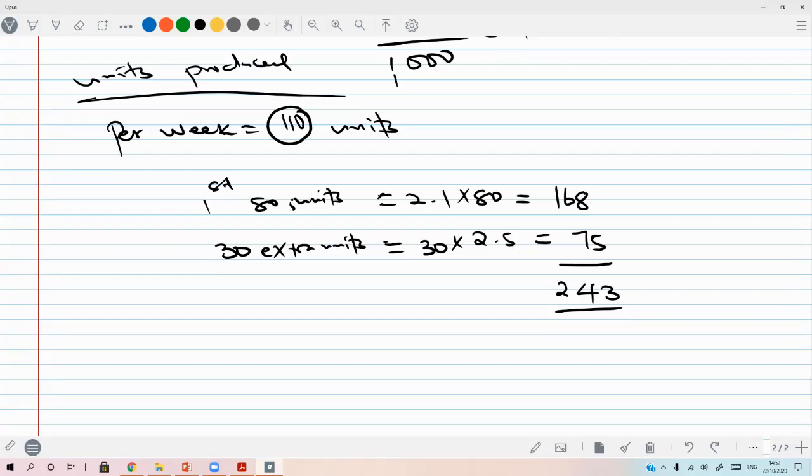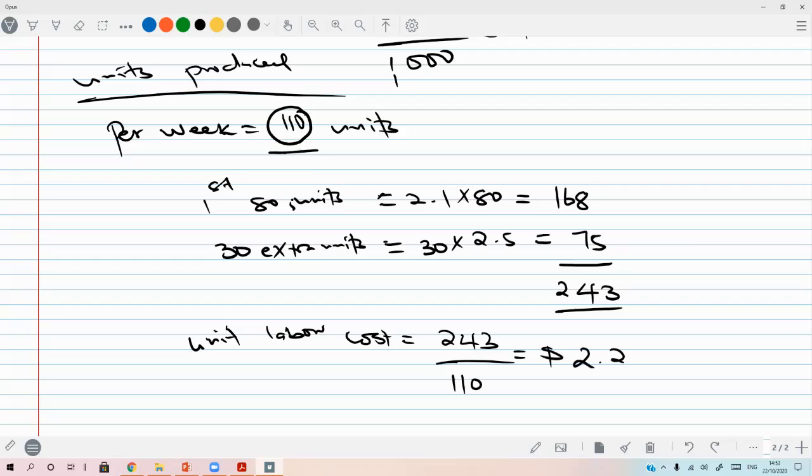Okay, the question is the unit cost. Therefore, unit labor cost will be equal to 243. We divide by the number of units. This employee is producing 110 units per week. Therefore, we divide by 110 units to give us the cost per unit, which is $2.2 per unit produced.